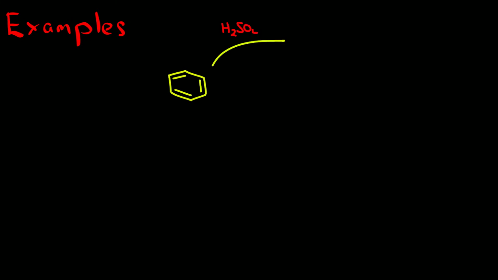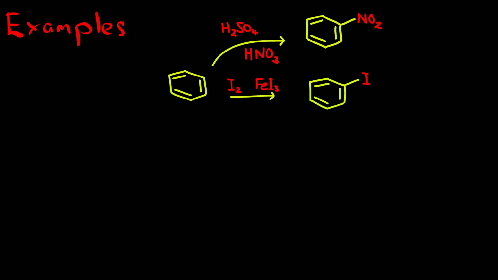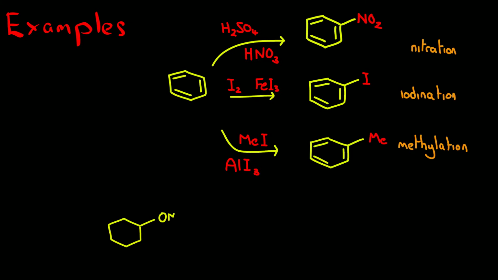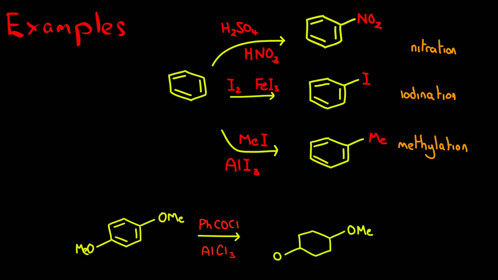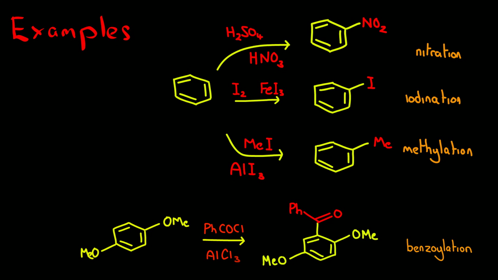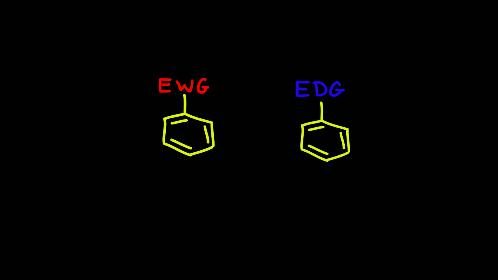The following examples just fill in the reagents. So nitration is done with sulfuric acid and nitric acid, iodination, methylation, or benzoylation. The reactions will go slower if there's an electron withdrawing group on the benzene, and faster if there's an electron donating group.